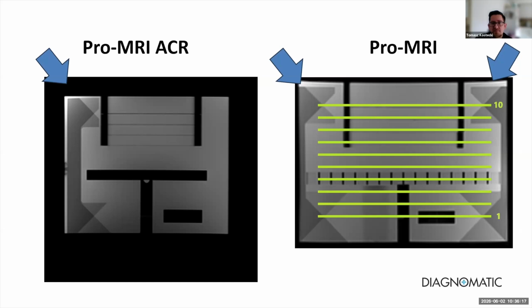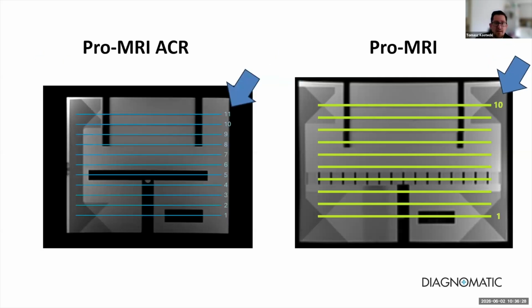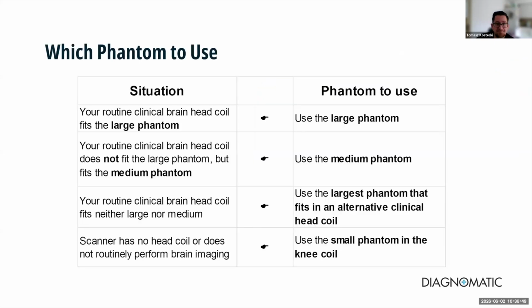The older Pro-MRI phantoms have two pairs of crossed 45-degree wedges, while the Pro-MRI ACR phantoms have just one pair. The older Pro-MRI phantoms have a different internal layout from the Pro-MRI ACR phantoms. Because of this, the testing protocol is slightly different. The older Pro-MRI phantom requires 10 slices, while the Pro-MRI ACR phantom requires 11 slices. From this point onward, I will focus only on the ACR phantoms.